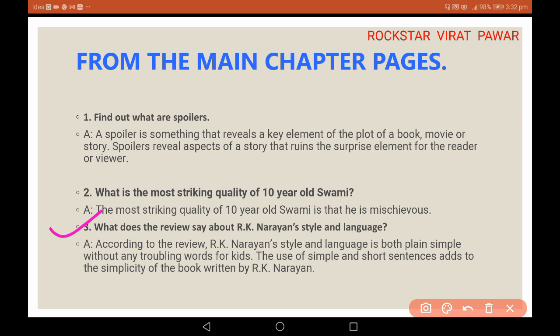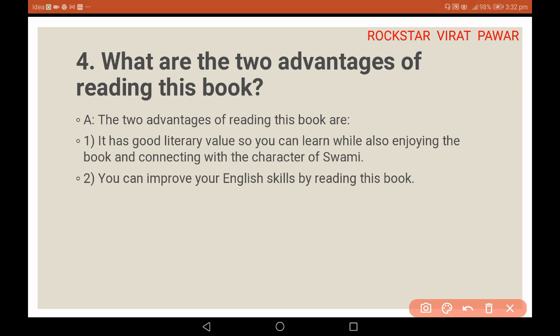The next one is: what does the review say about R.K. Narayan's style and language? According to the review, R.K. Narayan's style and language are both plain and simple, without any troubling words for kids. The use of simple and short sentences adds to the simplicity of the book by R.K. Narayan. Now see, what are the two advantages of reading this book?